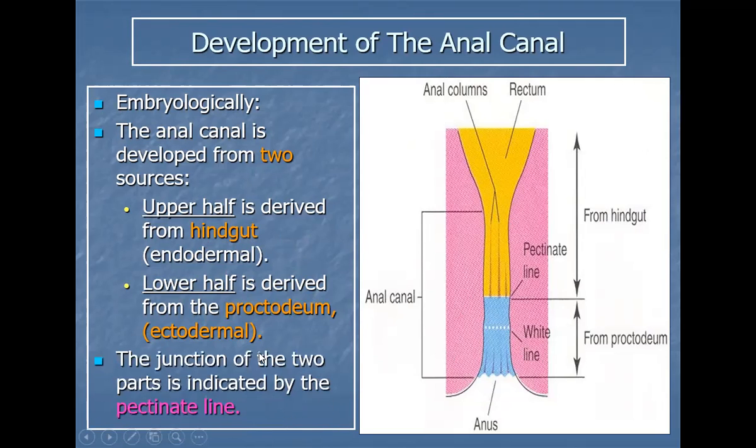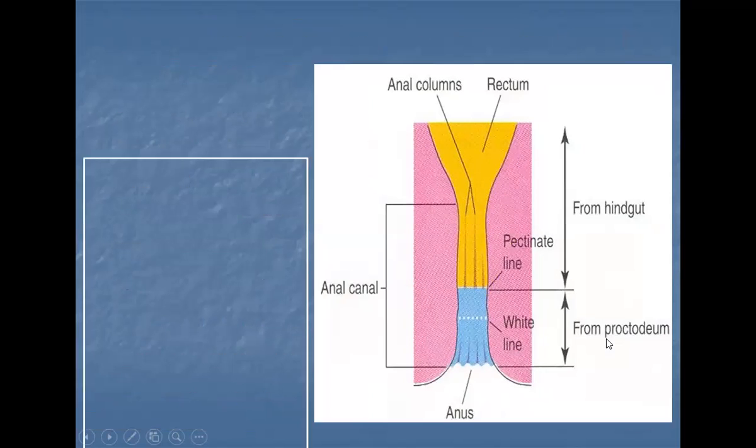The junction of the two parts is indicated by a line called the pectinate line. If you see here now, there is a line formed at the junction between the hindgut and the ectoderm. This is called the pectinate line. This is a very important line, because above the pectinate line, whatever is formed is from the hindgut, and whatever is below that is from the ectoderm. So depending on that, the blood supply, everything differs.